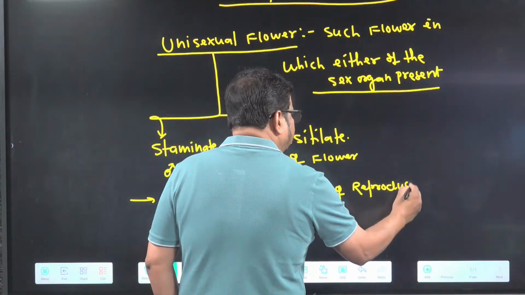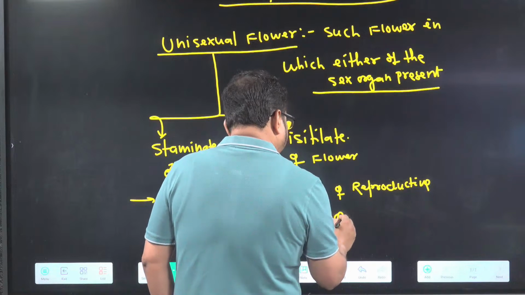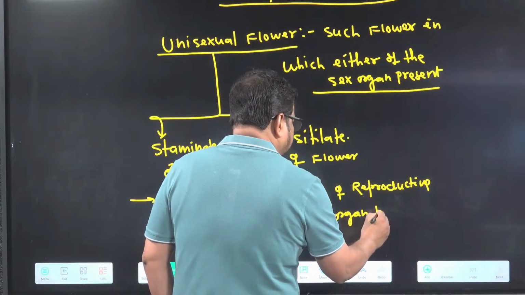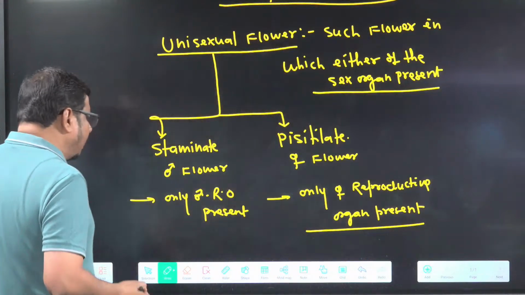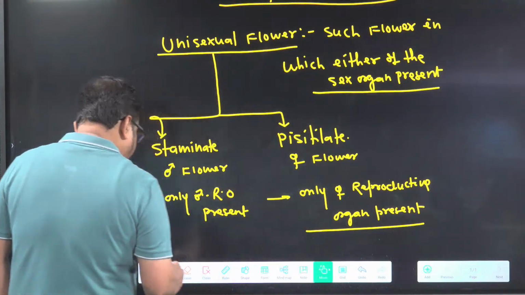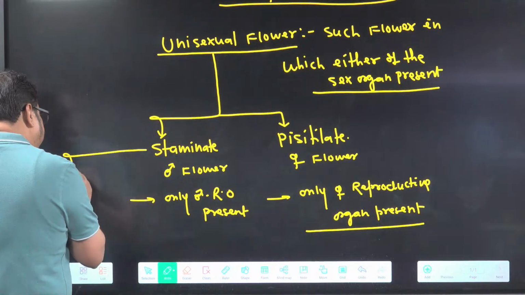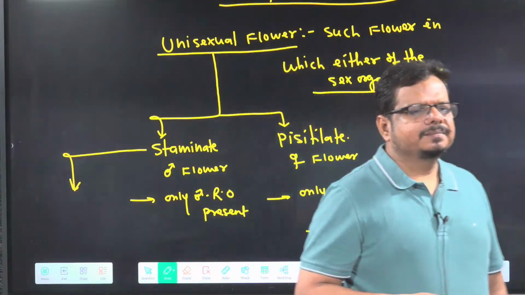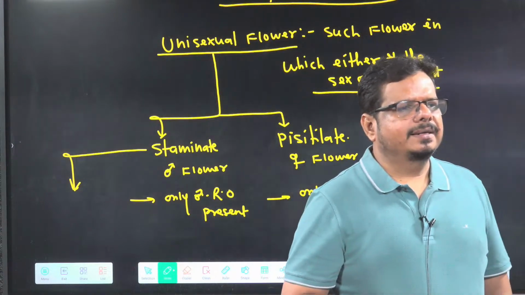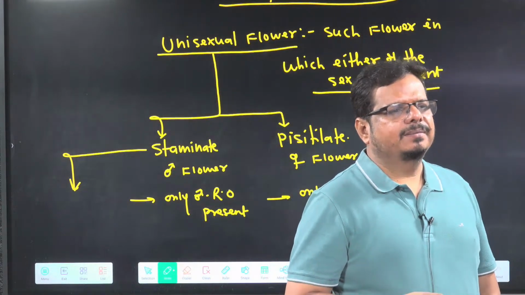Only female reproductive organ present. That type of flower is called which flower? Pistillate flower. Now I am asking a question. A staminate flower is a complete flower or incomplete flower? Answer this question.